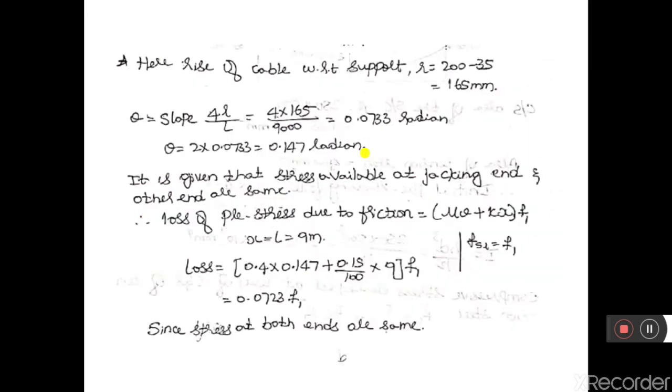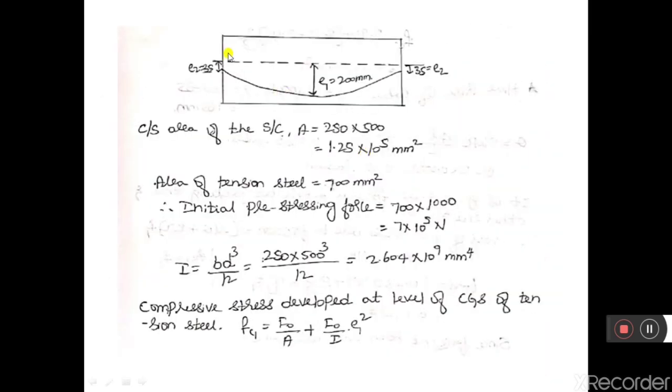So here, if I apply a stress of 1077 Newton per mm square, then the stress will be equal to 1000 Newton per mm square in the cable after friction loss. So that is the condition given in the question. The condition is the final stress in the cable should be 1000 Newton per mm square after the friction loss.